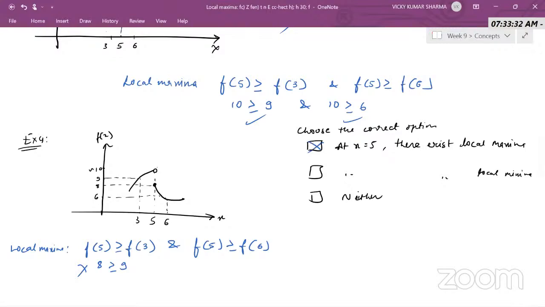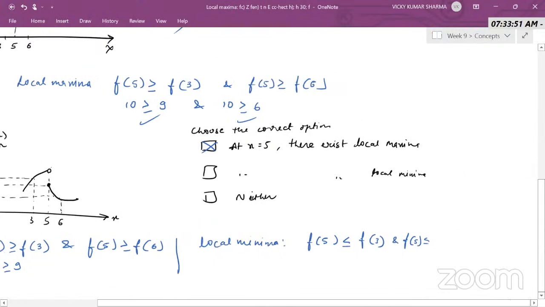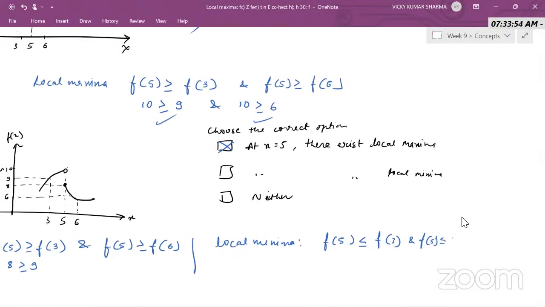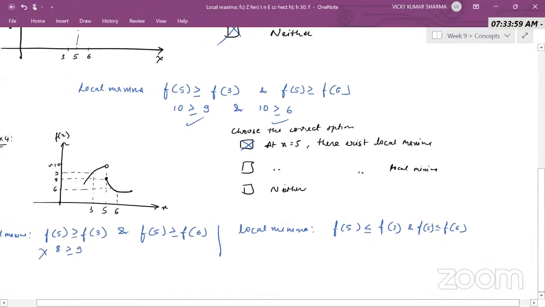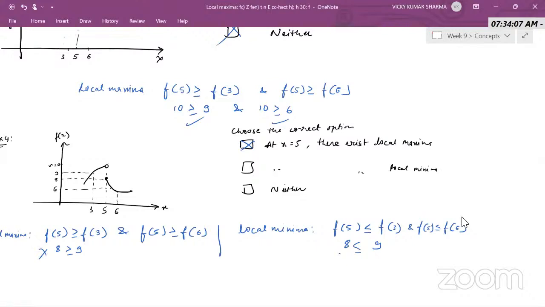Yes, so it is not a local maxima. Now let us look at local minima. What does it say? I'll just write down this definition. f of 5 should be less than or equal to f of 3, and f of 5 should again be less than or equal to f of 6, right? Yes, sir. So what is f of 5? 8. So is 8 less than or equal to f of 3? f of 3 is 9. So yes, this is fine.